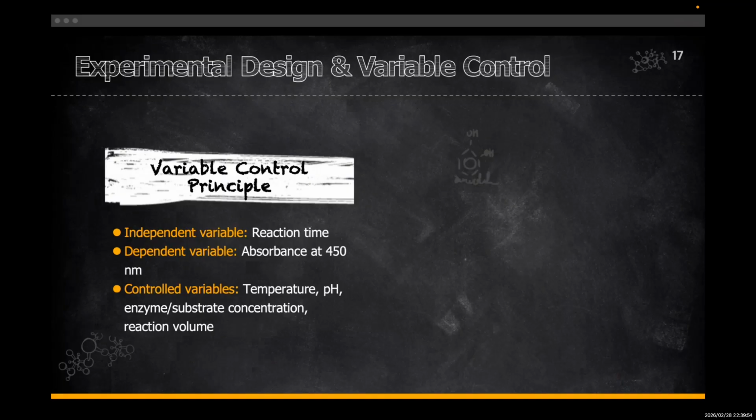We controlled several other variables to ensure the experiment's validity. Temperature was kept constant at 37 Celsius degree. pH was stabilized with PBS buffer. Enzyme and substrate concentrations were standardized by precise pipetting, and the total reaction volume was unified across all tubes.